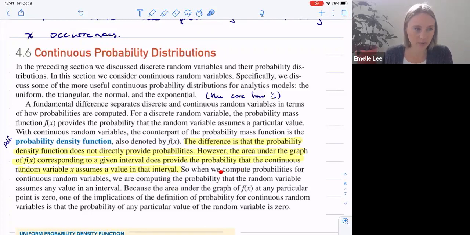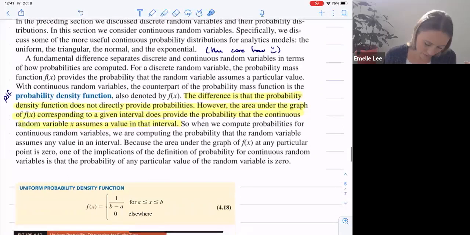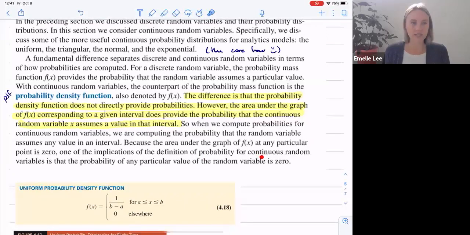When we compute probabilities for continuous random variables, we're computing the probability that the random variable assumes any value in an interval, because the area under the graph at any one point is 0. I'll show you what I mean by that with the uniform distribution, because then it's going to be easy to see. One of the implications is that for a continuous random variable, the probability of any particular value is 0.